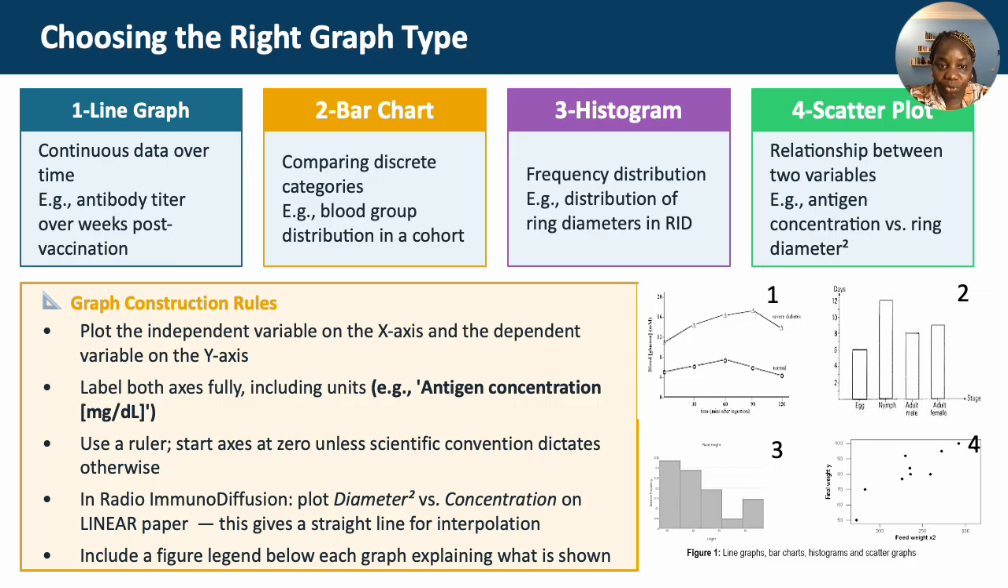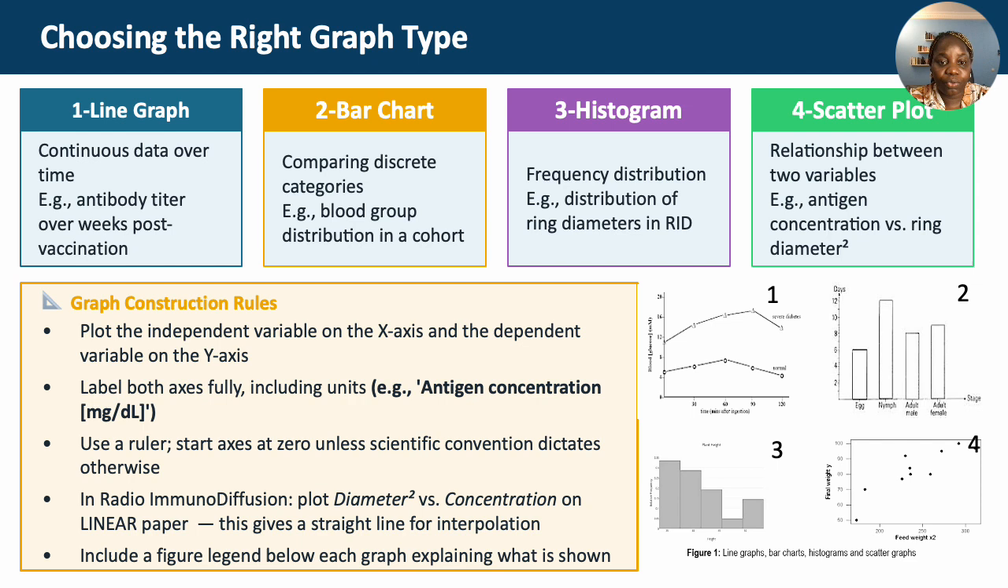So here are the right graph types you should use. You can use a line graph if you have continuous data over time, for example antibody titer over weeks post vaccination. The second type is the bar chart, when we compare discrete categories like blood group distribution in a cohort. Third, we have frequency distribution, for example the distribution of ring diameter in a radial immunodiffusion assay. And the last one is the scatter plot, for the relationship between two variables, antigen concentration against ring diameter.